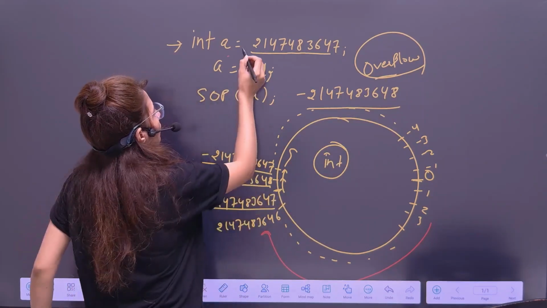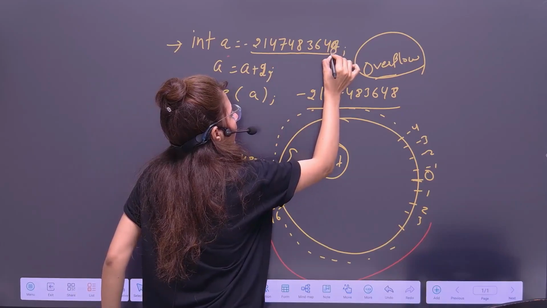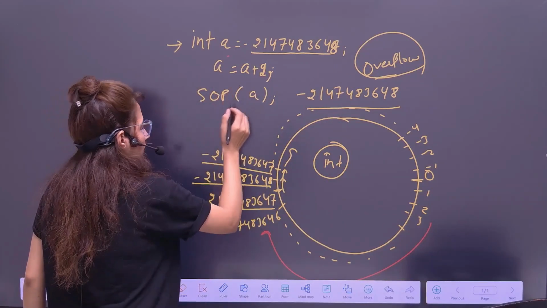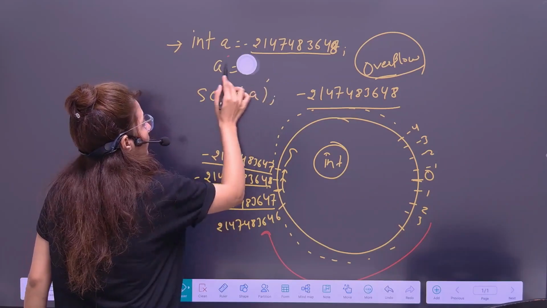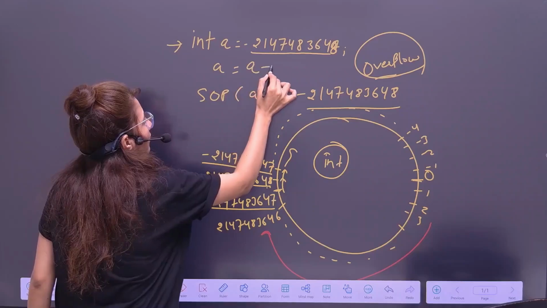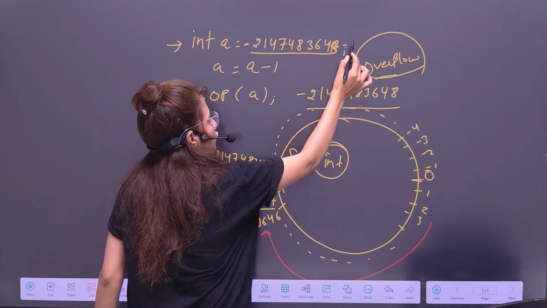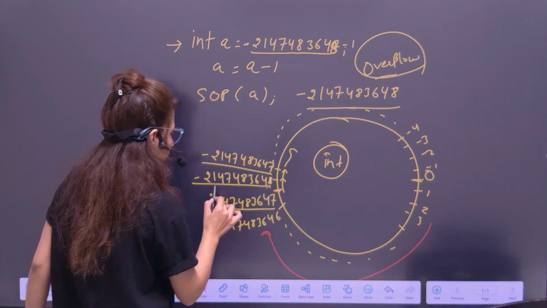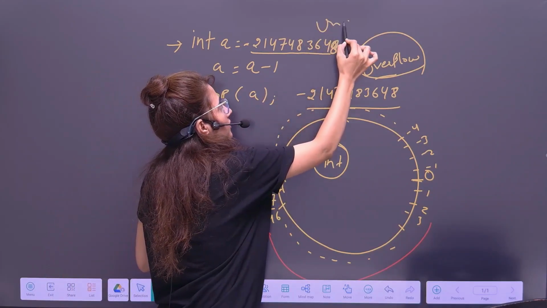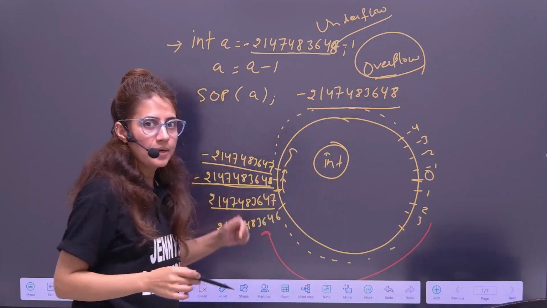If I store int a is equal to minus, in minus we have the highest or the maximum negative number. So if I do something like this, a is equal to a minus 1, it goes below the minimum. Again I am doing minus 1. So this is underflow. And again the binary representation will wrap around.